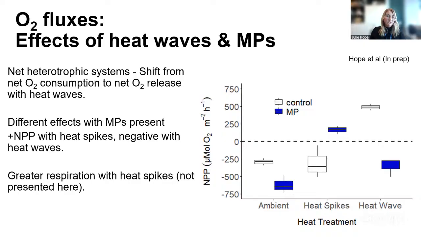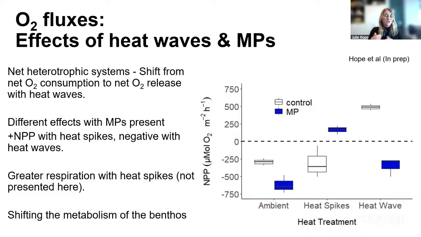And that is down to greater respiration with the heat spike. So that heat is stressing those organisms within the bed to a point, and it's shifting that metabolism of the benthos. So I don't want to go into this in too much detail, but it is shifting the way that these are metabolically behaving and the productivity in these systems. And then again, that'll have an impact on how those systems behave.